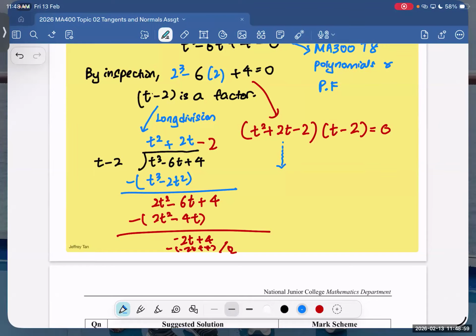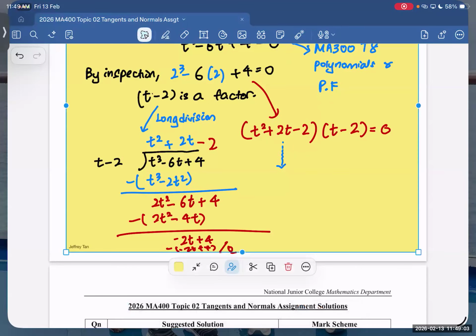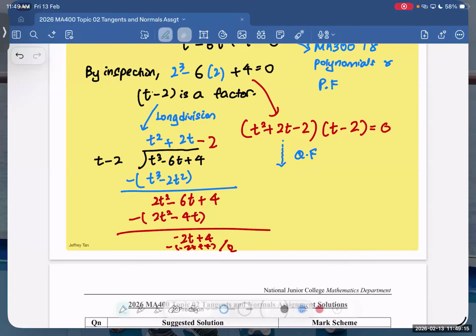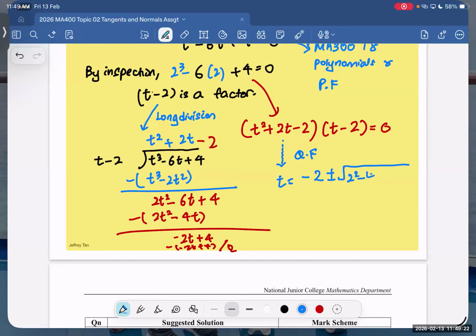Okay, I think you need me to write down the quadratic formula? So the quadratic formula: t is equals to negative b plus minus square root of b squared minus 4ac, over 2a. Clear so far? After that, what's my answer?